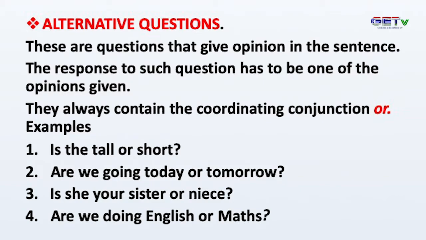We move on. We also look at alternative questions. These are questions that give options in the sentence. The response to such questions has to be one of the options given. They always contain the coordinating conjunction or. Example, is the principal tall or short?